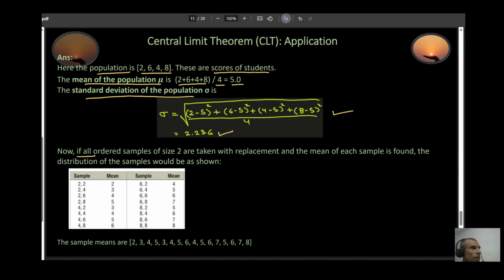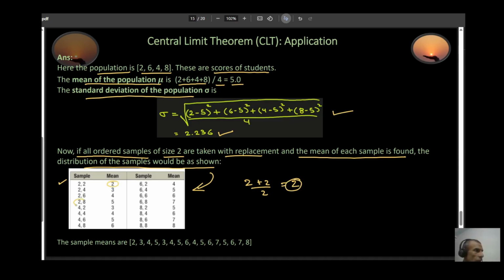Now, if I take all ordered samples of size 2 with replacement and find the mean of each sample, the distribution of the sample mean is shown right here. Take a look at the first one. This is 2 comma 2 because we are doing replacement, so you may come across the same value twice. The mean is 2 plus 2 divided by 2, and the answer is 2. This is how you get this 2 right here.